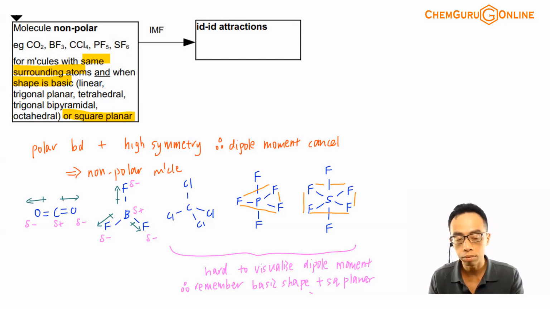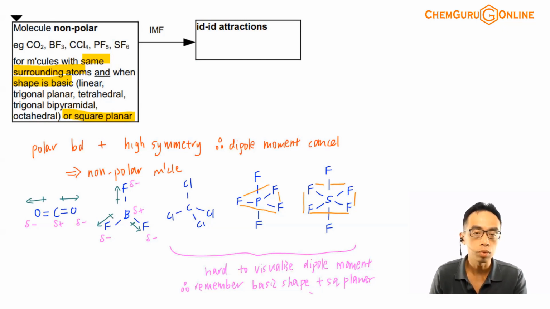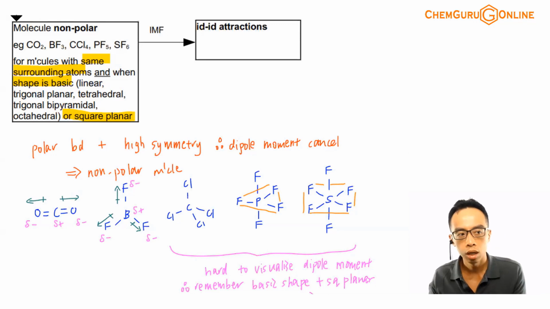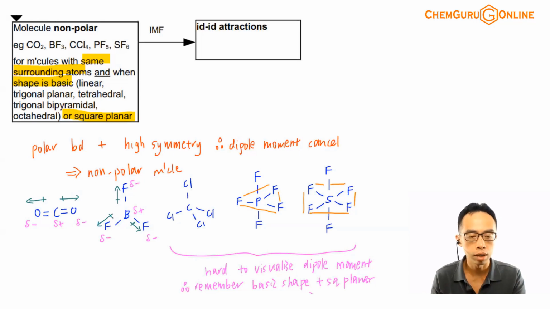Because there are certain shapes that are three-dimensional, it's very difficult for me to show that. So my suggestion is we memorize which shapes have high symmetry, because we are already familiar with shapes of molecules. We memorize which shapes have high symmetry, and we just remember that if it has high symmetry, then the dipole moment will tend to cancel out, and therefore it is a non-polar species.